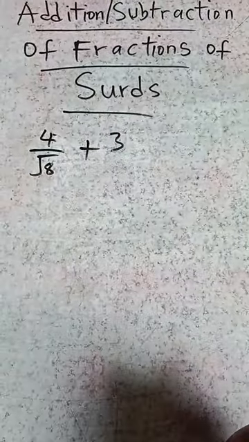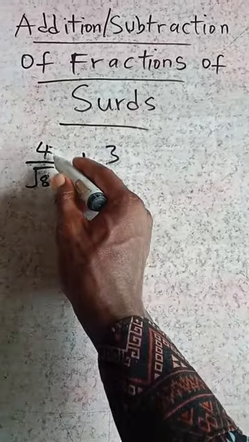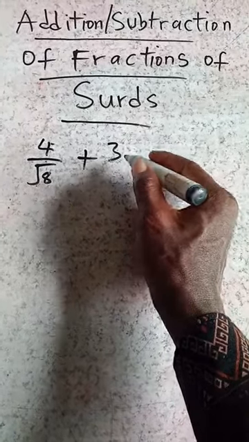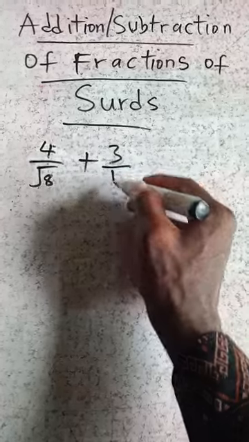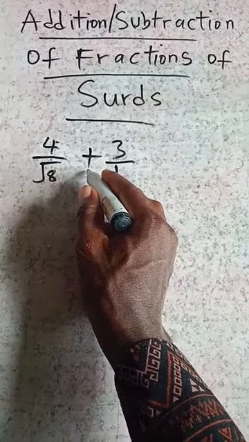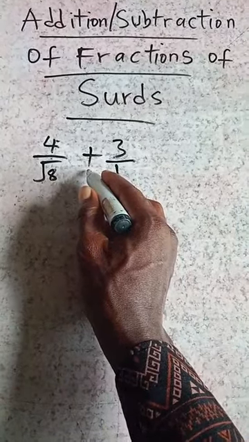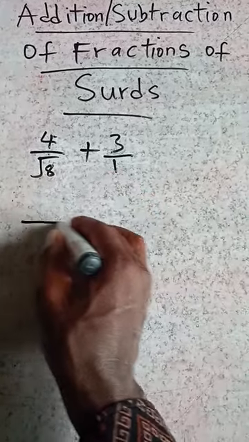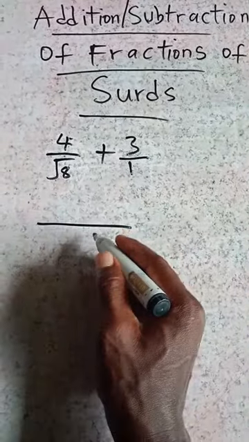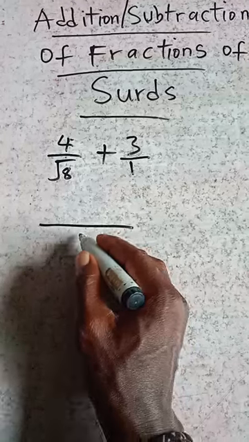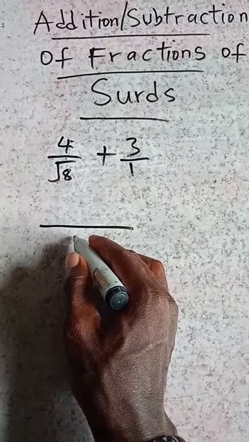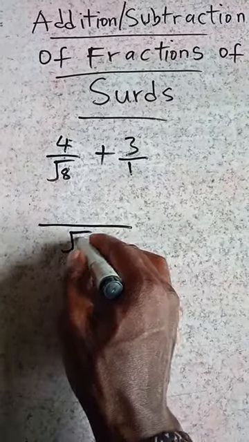Okay, now you can see that the first one is a fraction, and the second one is not a fraction, so we'll make it a fraction by putting it over 1. And I have always told us that whenever you see minus or plus in between two fractions, what should come into your mind is to find the LCM of the denominators. Here the LCM of the denominators is root 8, because 1 is still 1. Anything times 1 is that thing. So it's root 8.